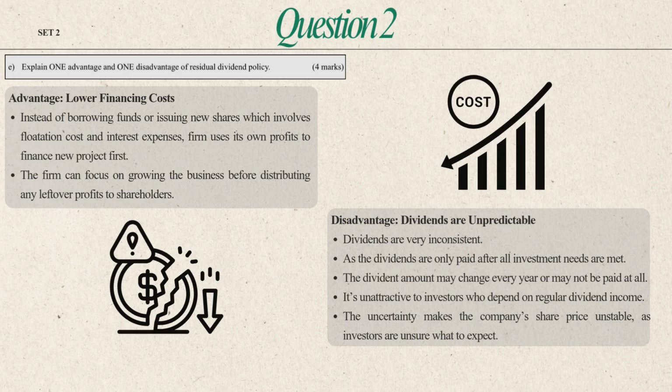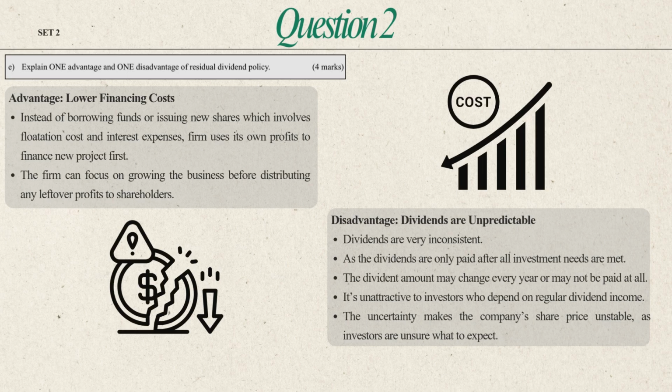For E, we need to explain one advantage and one disadvantage of residual dividend policy. One advantage of the residual dividend policy is that it reduces the financing cost. Instead of borrowing funds or issuing new shares, which involves flotation costs and interest expenses, the company uses its own profit to finance new projects first. By doing this, the company can focus on growing the business before distributing any leftover profits to shareholders.